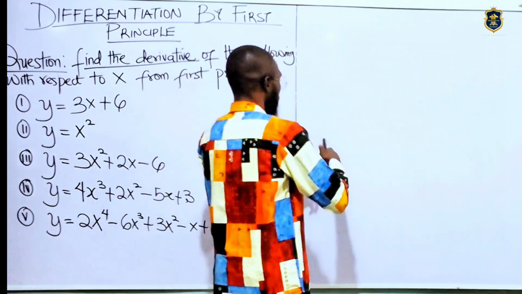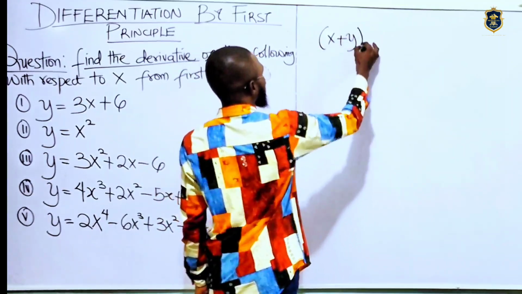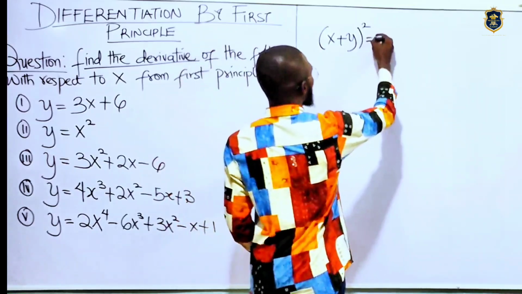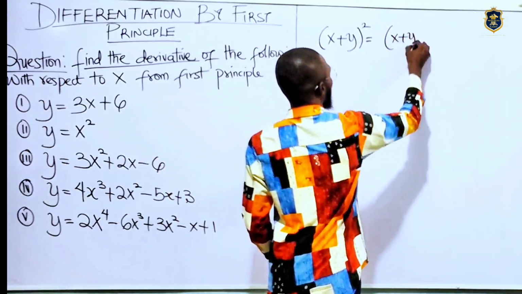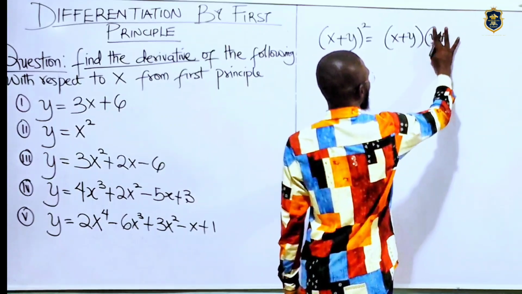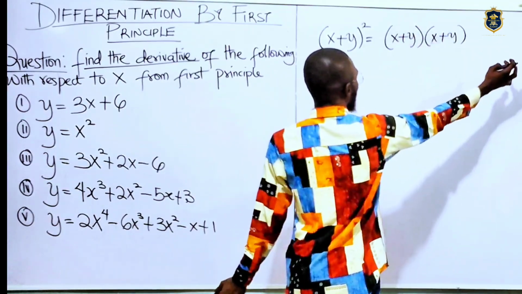If you are asked to expand x plus y raised to power 2, in our normal term, we're taught that it is going to be what? x plus y, because it is power 2, they will multiply themselves. x plus y, x plus y. And then this bracket will multiply this bracket.